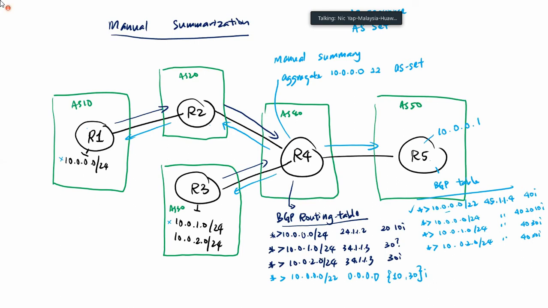Using AS sequence, I can't specify. AS sequence must be in sequence. You come from 1, 2, 3. But right now, it comes from two directions. I can't specify the sequence. In this case, I have to use this as an AS set.